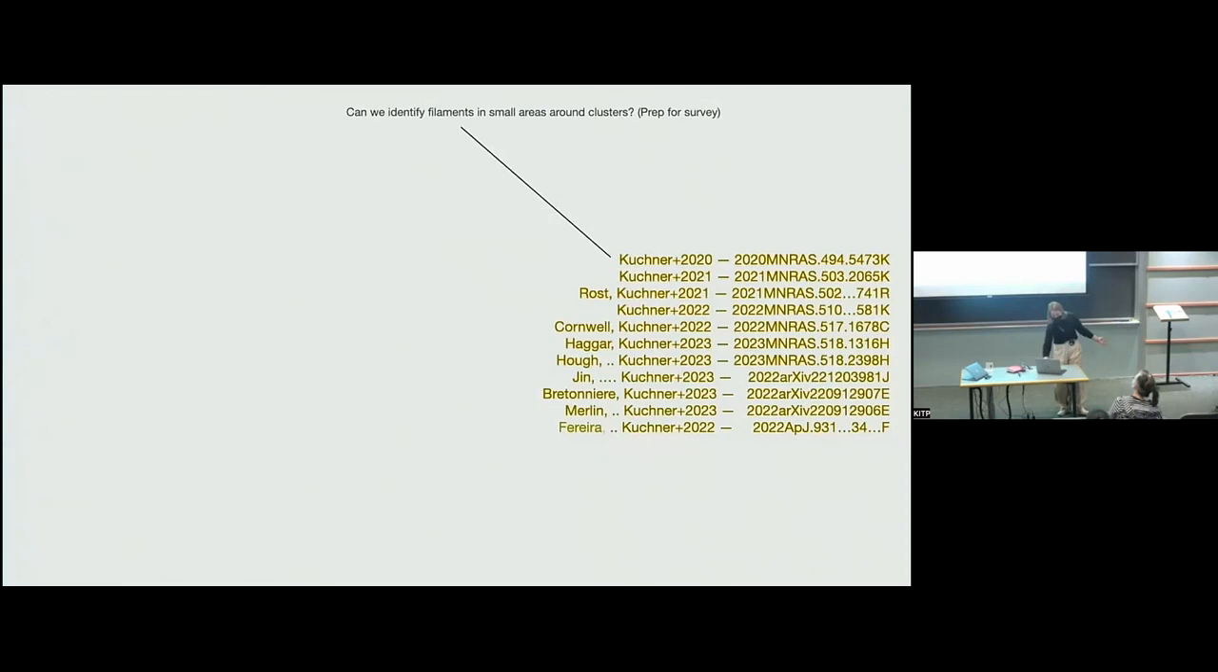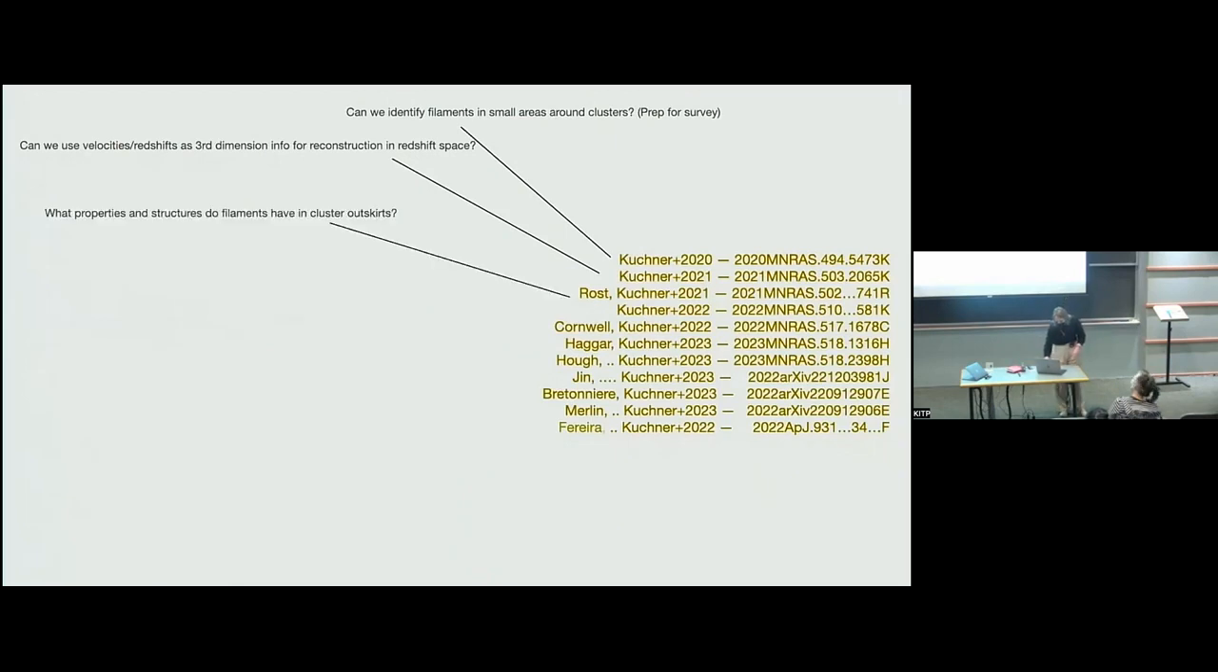we actually identify filaments in the small area around the clusters? So imagine you really only have a small area around a massive cluster. Is this possible? So in preparation for the survey, can we use the velocities, or the 3D information, to reconstruct the filaments, given that you have massive fingers of God that complicate things?